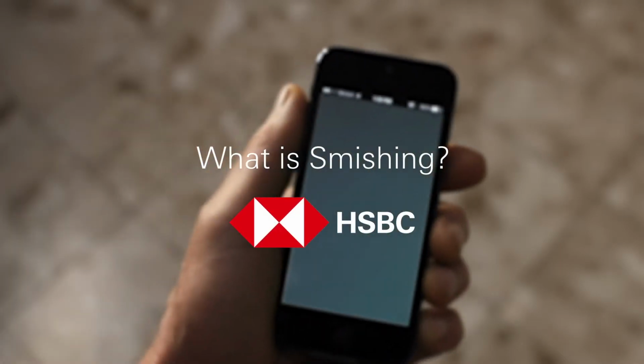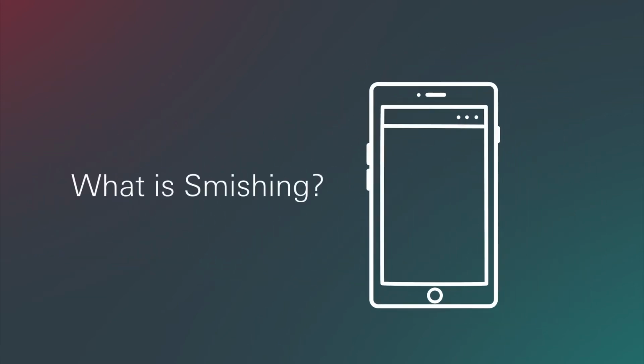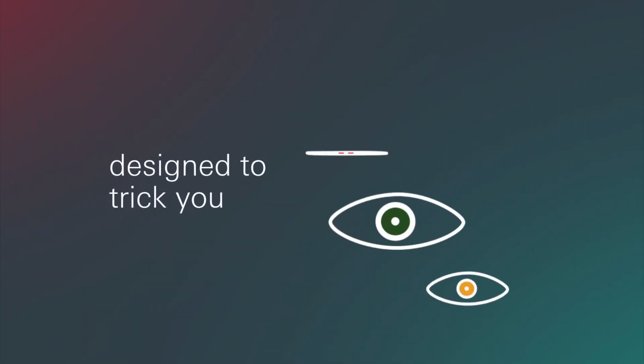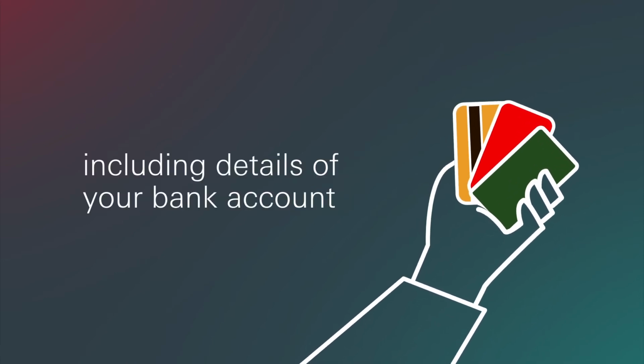Because of HSBC's online security measures, like password protection and advanced encryption technology, fraudsters will often choose to target you, the consumer. Take smishing, for example. Smishing is a fraudulent text message designed to trick you into handing over personal information, including details of your bank account.